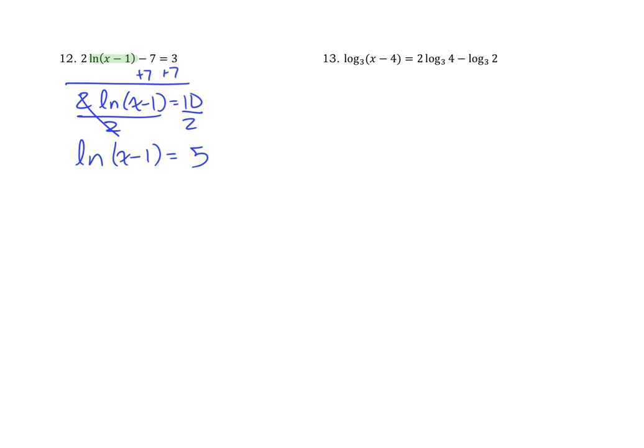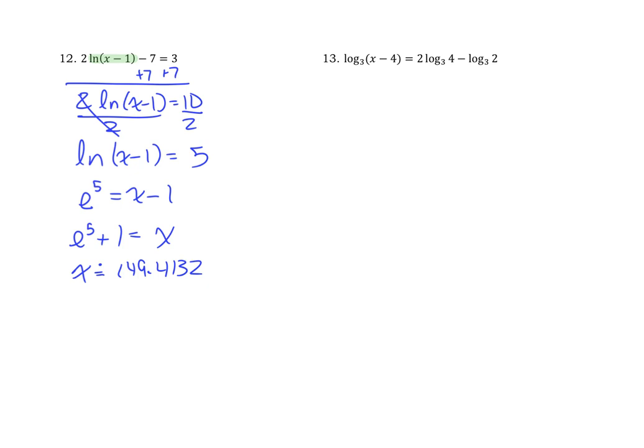Now I'm isolated. I'm in log form. My argument has the x, so I'm going to convert it to an exponent. So remember, the base of a natural log is e, so e to the 5th equals x minus 1. Now I'm going to do e to the 5th plus 1 equals x. Now I'm going to plug that into my calculator. And so x is approximately 149.4132, because that's like almost 3 to the 5th power.